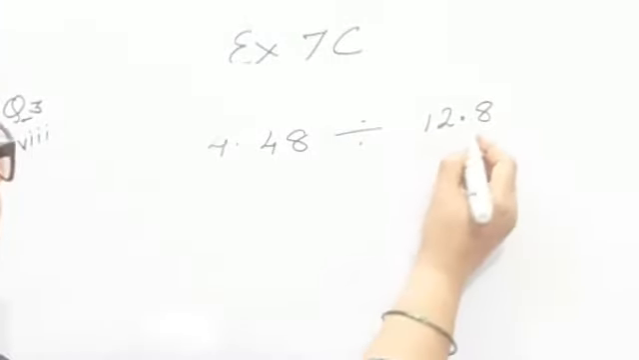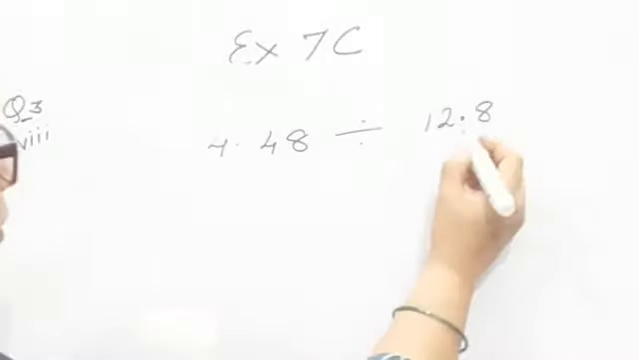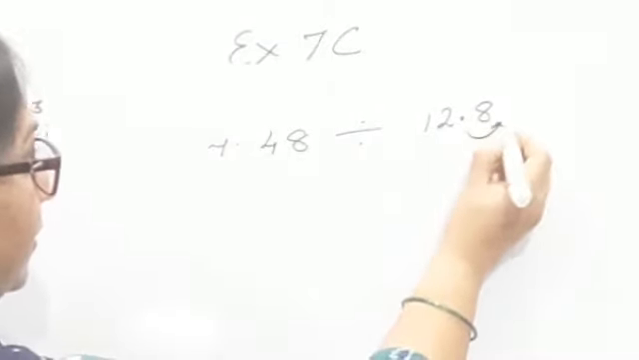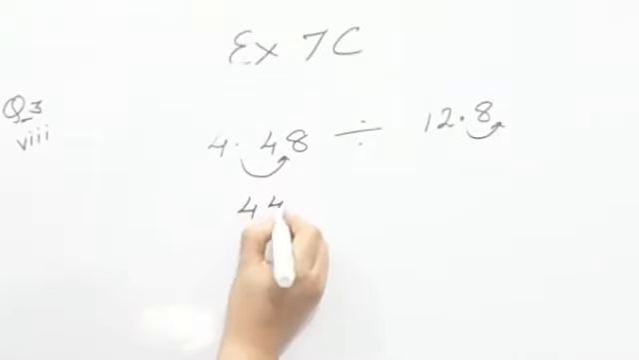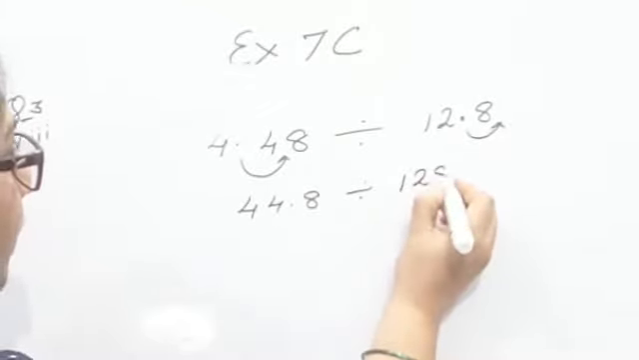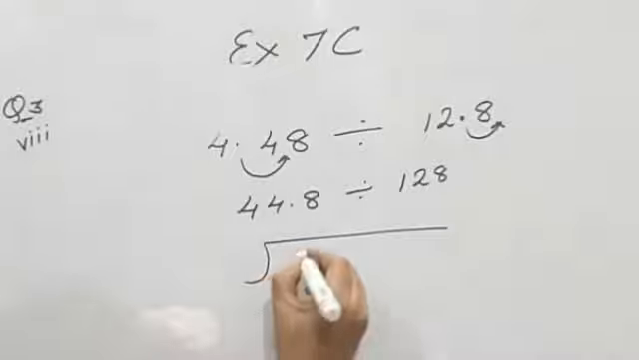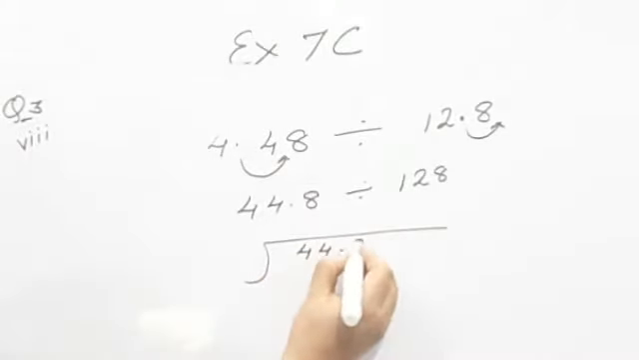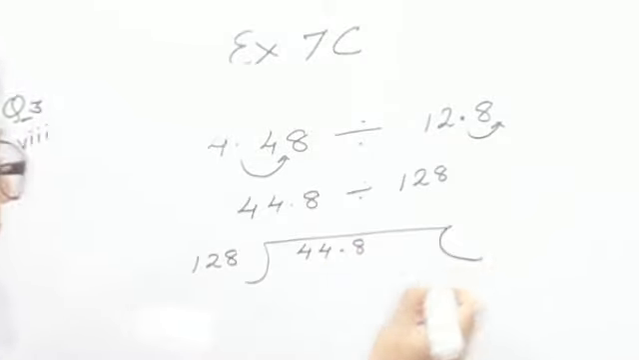Step 1, convert the divisor into a whole number by shifting the decimal to the right. Here, one place to the right, same number of places you shift to the right. It becomes 44.8 divided by 128. So let's proceed to the simple division of a decimal number by a whole number. 44.8, 128 is the divisor, so arrange accordingly.